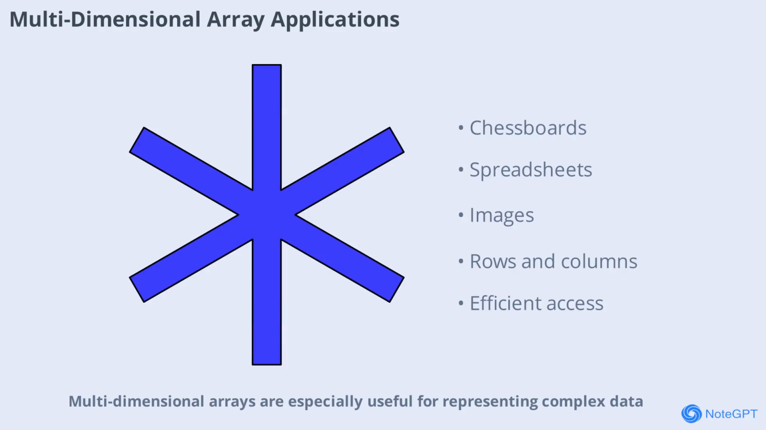Multidimensional arrays are especially useful for representing complex data. For example, a two-dimensional array can store a chessboard's state, a spreadsheet's data, or an image's pixels. By using multiple indices, you can efficiently organize and access data in rows and columns, making your code more readable and powerful.